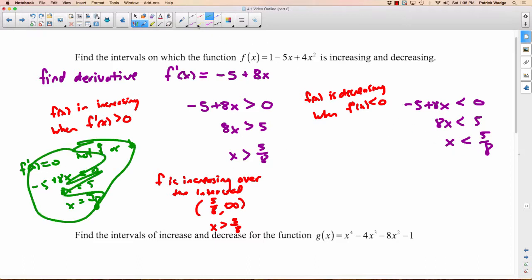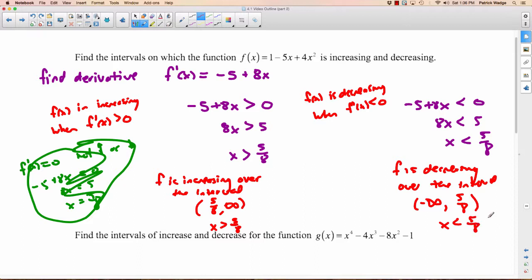Back to this. So what we found is that f is decreasing over the interval negative infinity up to 5 over 8. Or you could say x is less than 5 over 8. So, summary, when x is less than 5 over 8, the function's decreasing. When x is greater than 5 over 8, the function's increasing. When x is 5 over 8, the function's not increasing or decreasing.